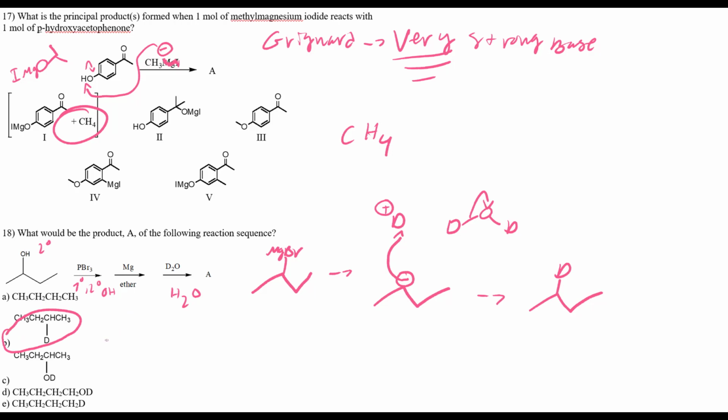So what about this one? We have CH3, CH2, CH2, CH2, and then OD, which is like an alcohol. And what about E? CH3, CH2, CH2, CH2, deuterium. That's not right either. It would have to be B.